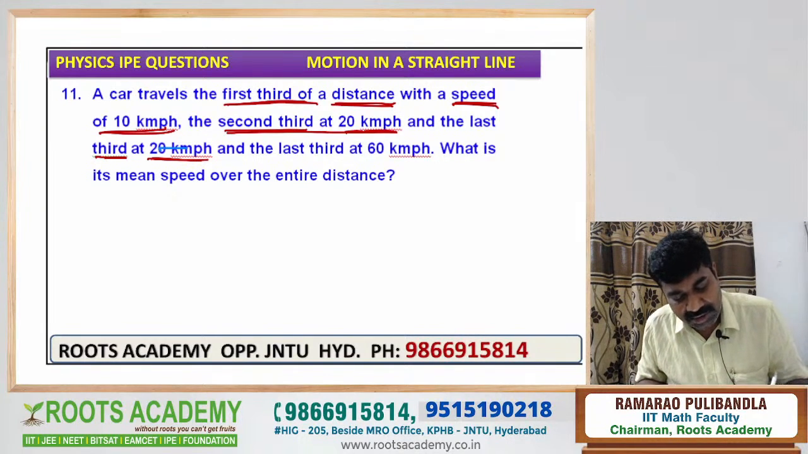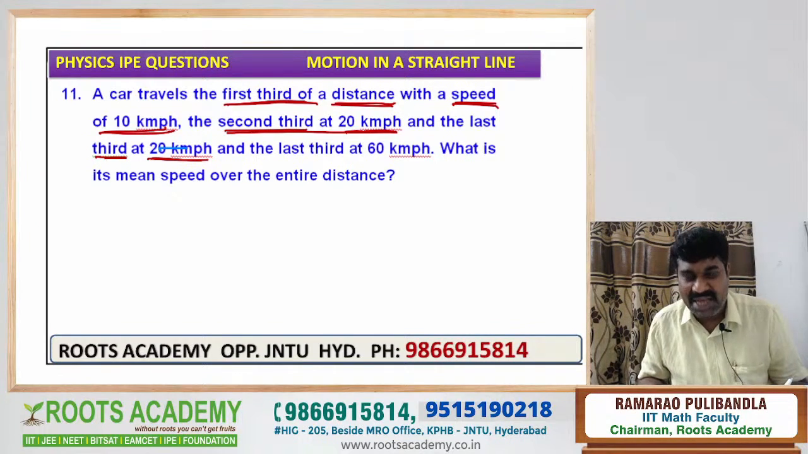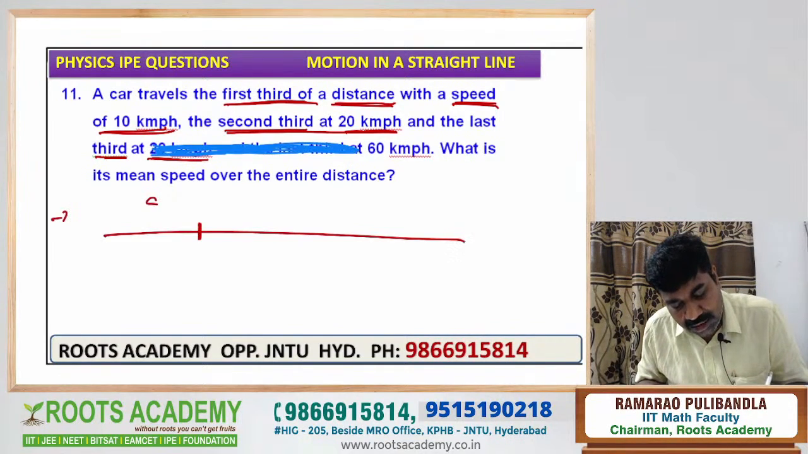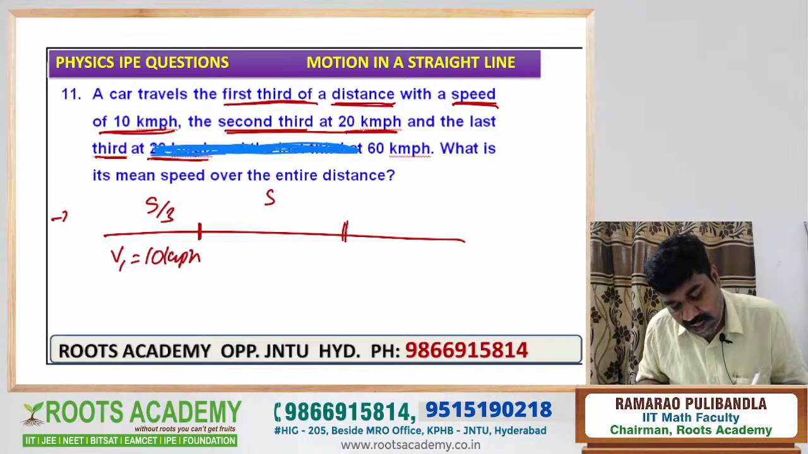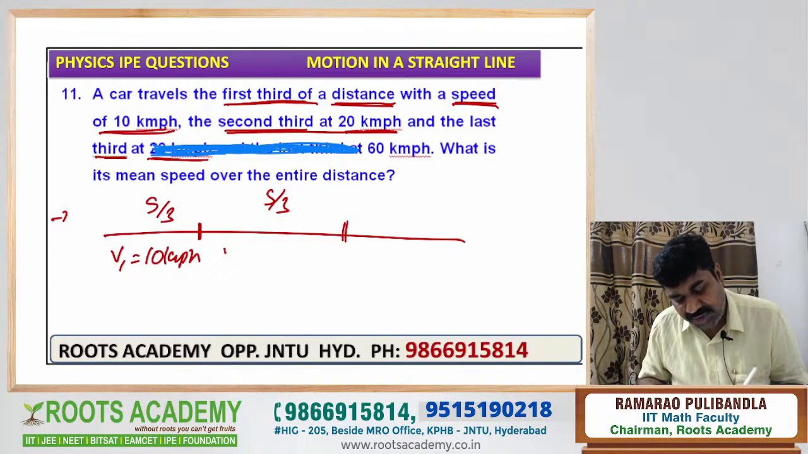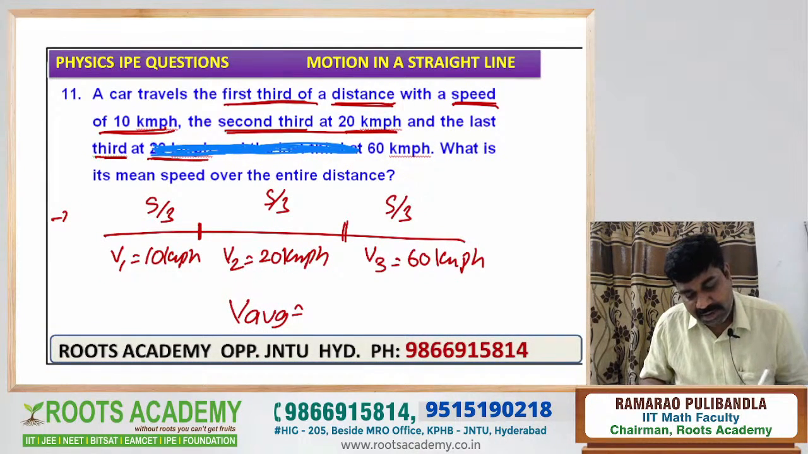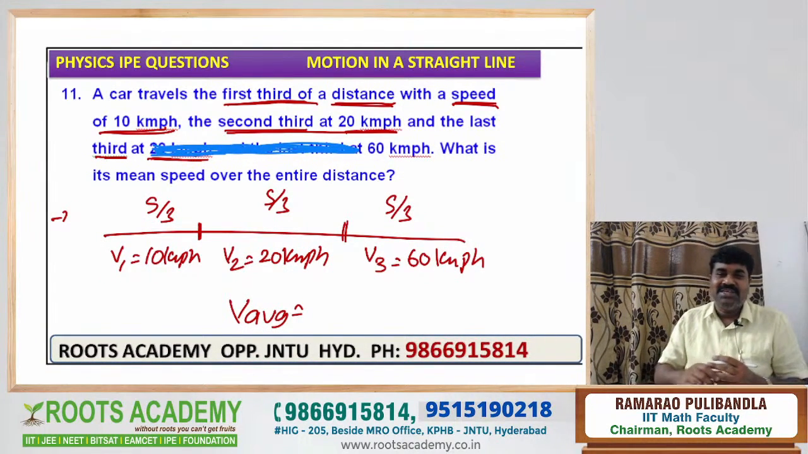Here the total distance is some S. The first 1/3 is covered with a speed of V1 equal to 10 kmph, the second 1/3 with a speed of V2 equal to 20 kmph, and the last 1/3 with a speed of V3 equal to 60 kmph. Then what is the average speed over the entire distance? Here the answer is 18 kmph.